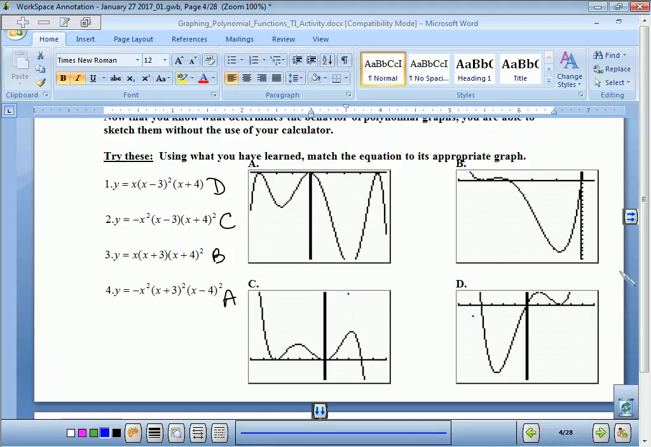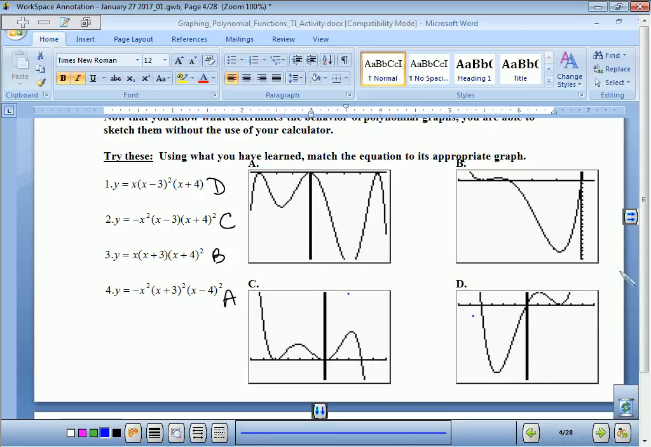And then I look at the roots, or my x-intercepts. I have an x-intercept at 0. It should pass through there. An x-intercept of 3. What does that 2 tell me it's going to do? Bounce. And then an x-intercept of -4. What's it going to do there? Pass through. So when I look at D, it's rise, rise. It passes through at -4. It passes through at 0. And you see it bouncing at the 3. Okay.